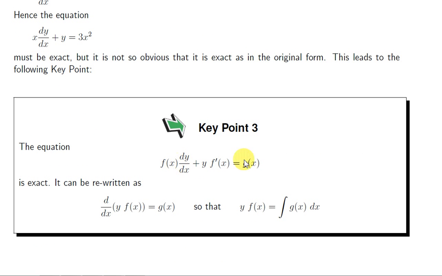So if our differential equation looks like this, then we can write the left hand side as the derivative of y times f of x. So if we apply the product rule to this, we just get this here.